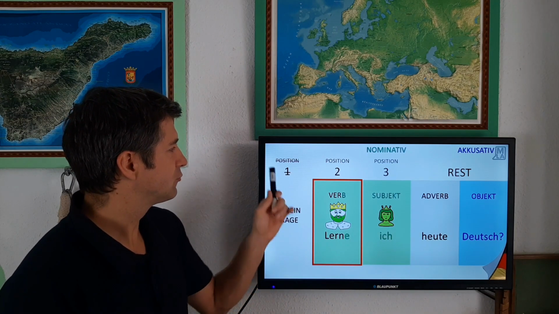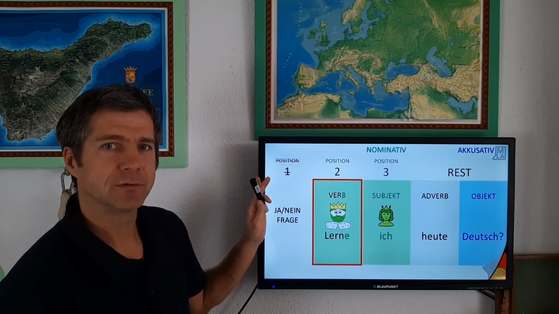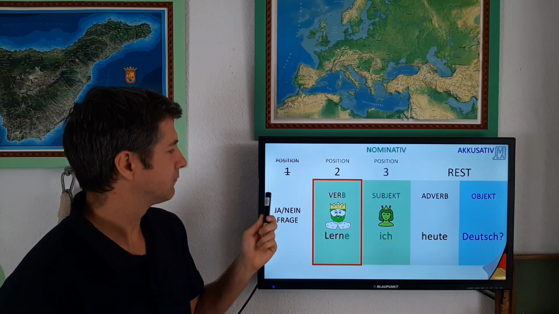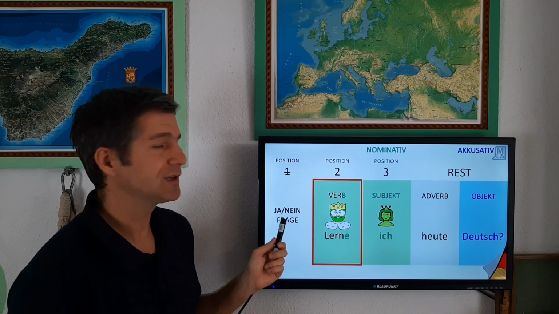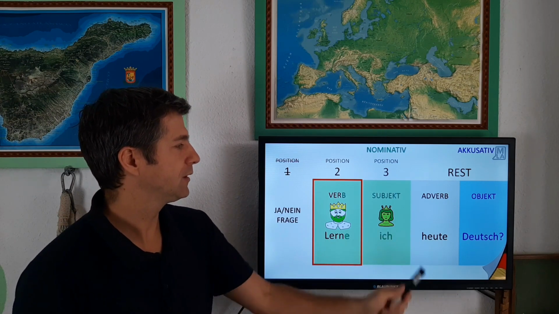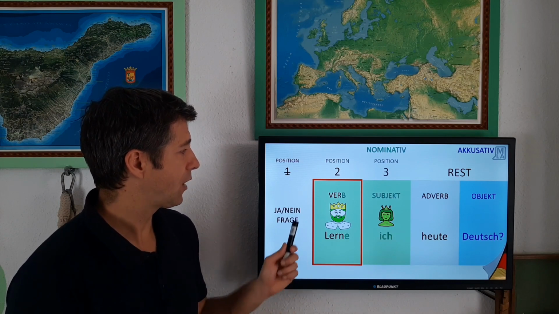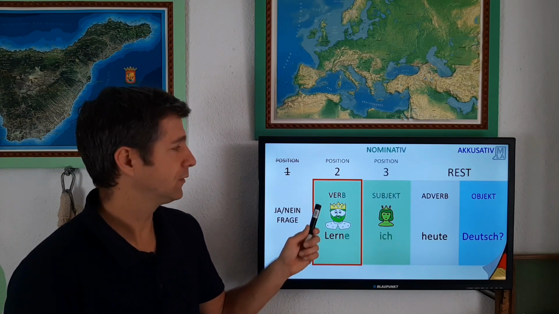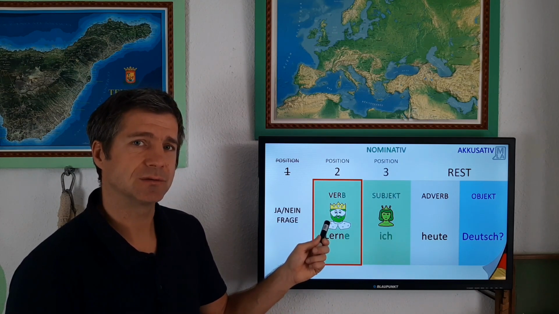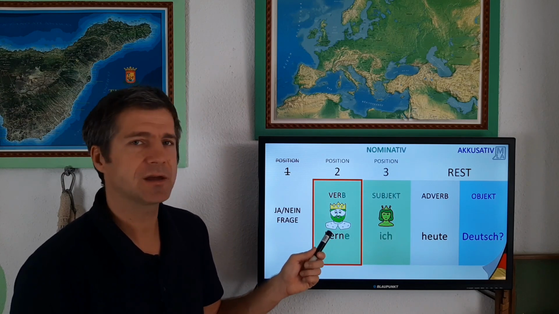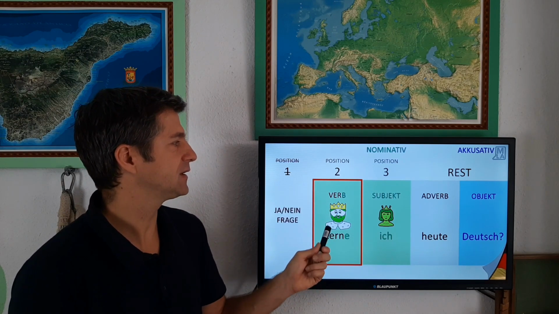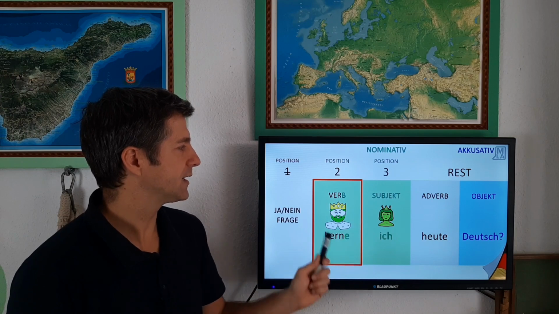In this case, position 1 is not occupied. Okay? So, if you have a yes or no question, ja, nein Frage, it will be this structure. Okay, actually you see, our king didn't move at all. No? He stays at his position. Okay? Because he likes to be there, he's a little bit lazy, and he stays there. And our queen is next to him.